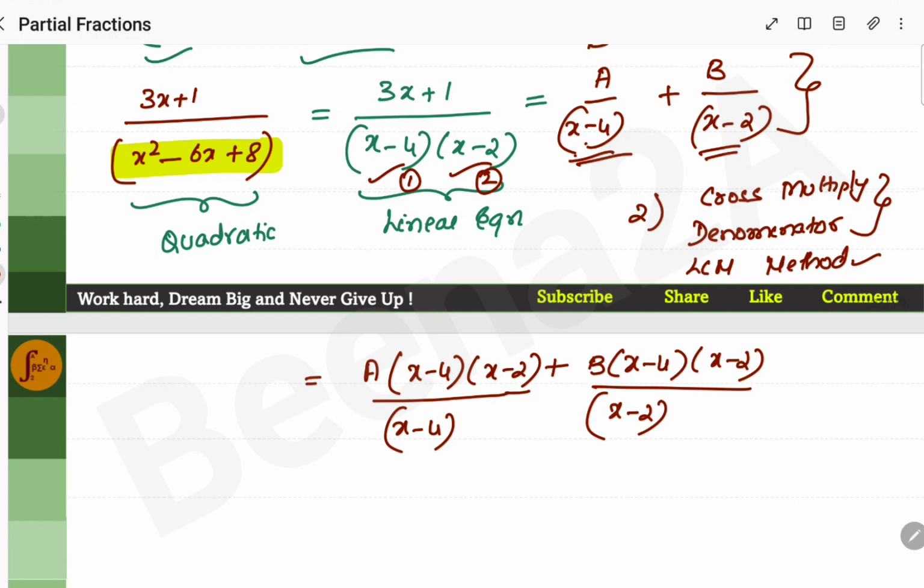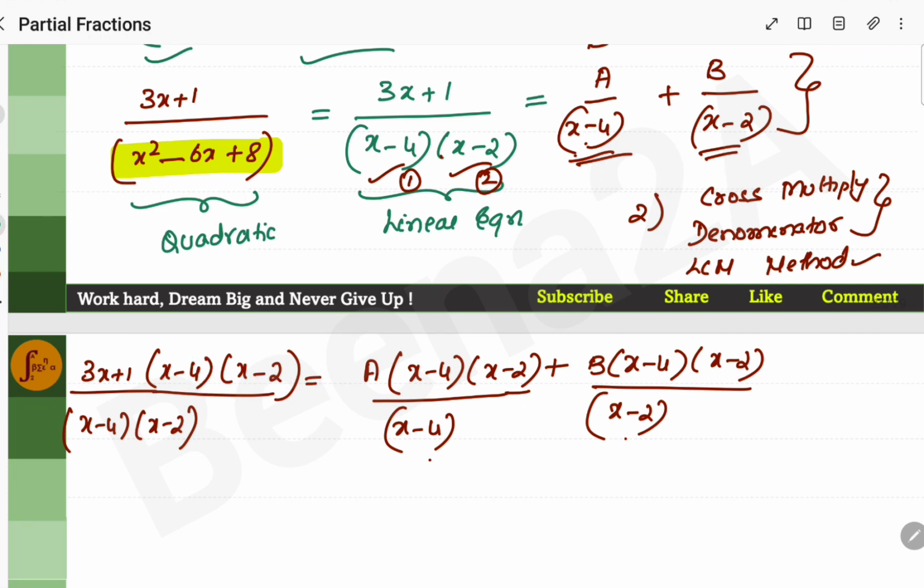Now on the left hand side also we have to do the same thing. So I have 3x plus 1 by x minus 4 by x minus 2. Don't put this, right? These are linear equations. Now I have to cross multiply here also, with these denominators, x minus 4 and x minus 2. So I have taken both these denominators and multiplied here.